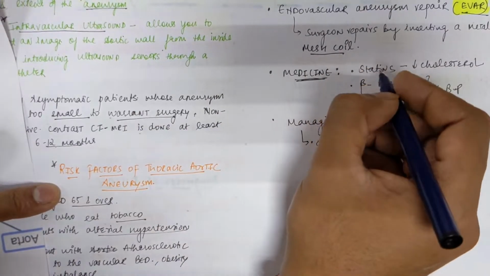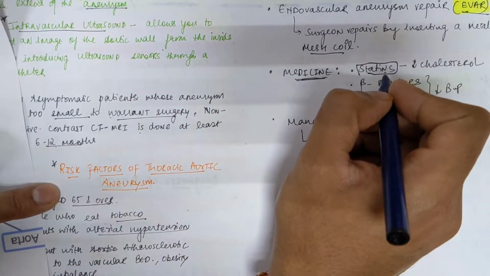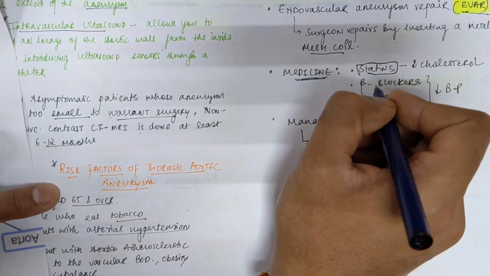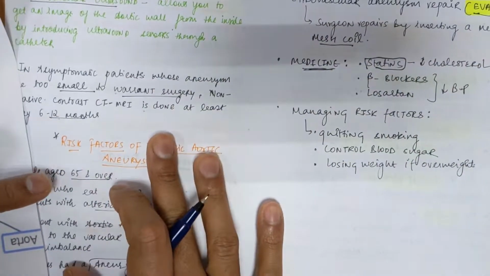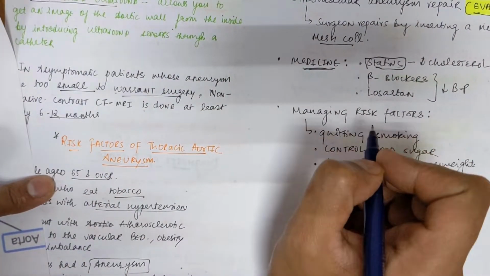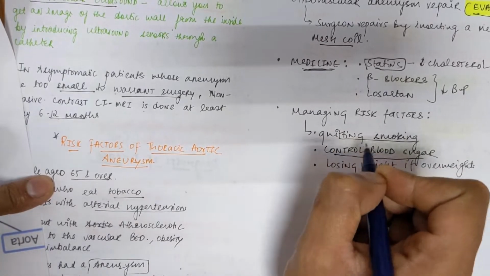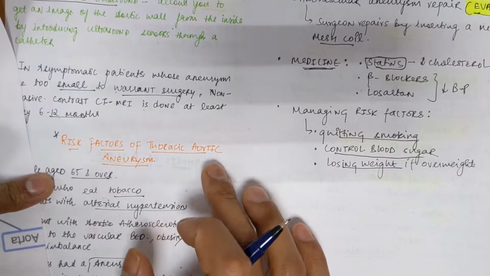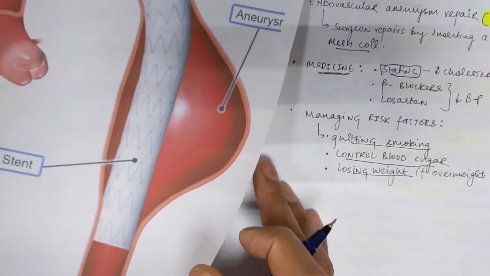Patients who have a lipid imbalance as a risk factor are put on statins. Patients with high BP are on beta blockers, losartan, ARBs, ACE inhibitors and so on. We can manage this treatment by decreasing the risk factors: quitting smoking, controlling the blood sugar of the patient, losing weight, doing exercise, and following a healthy diet. So these are the treatments we can do for the patient.